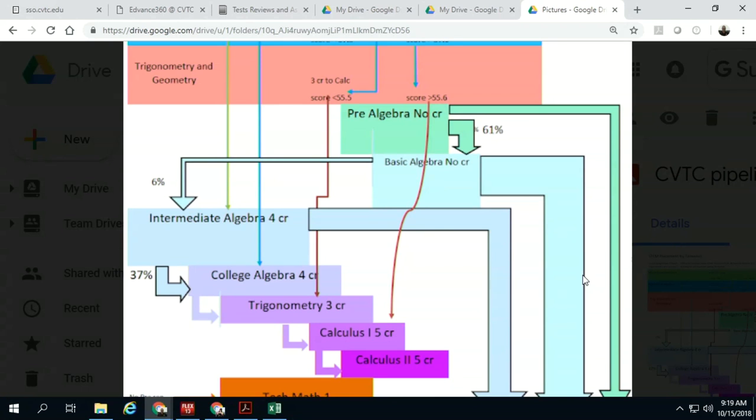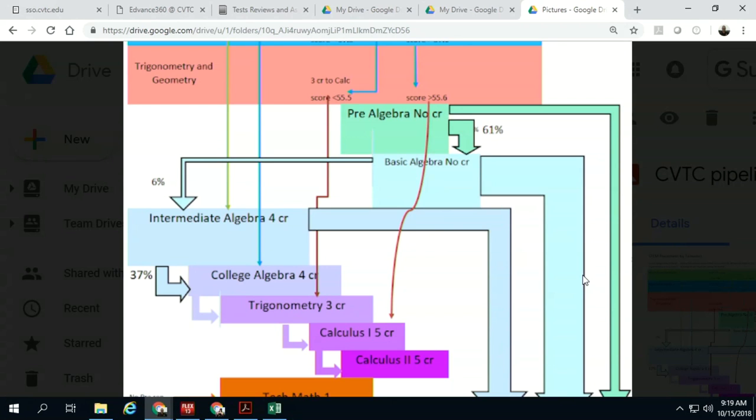They may take statistics. Does anybody plan on taking statistics after this? You're not sure, Julie? No, not stats. You're not taking stats, okay. You're not sure, Janae? I probably will next semester. Okay. I'm taking college algebra.